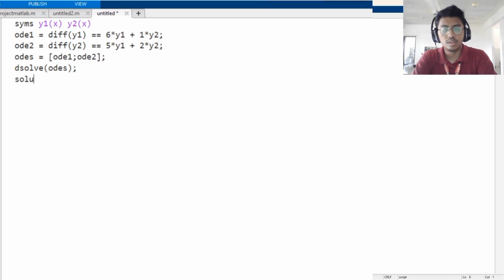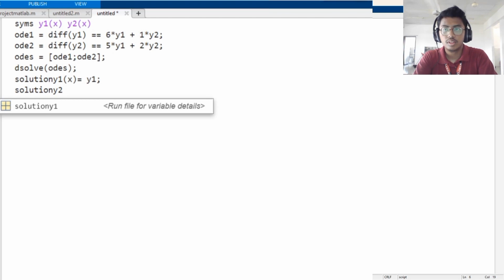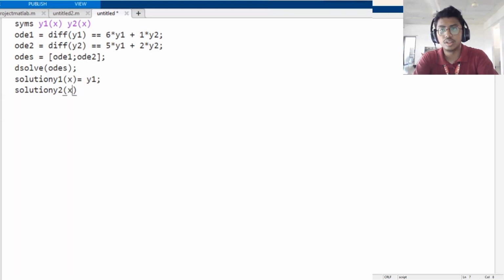And then we need to name it. So I want to name it as solution y1x equals y1, and then the next solution of y2x is equal to y2.